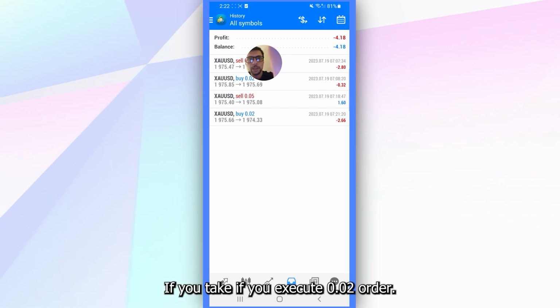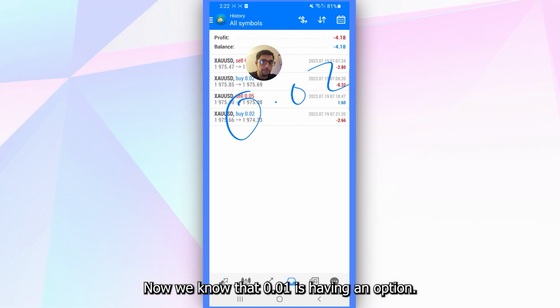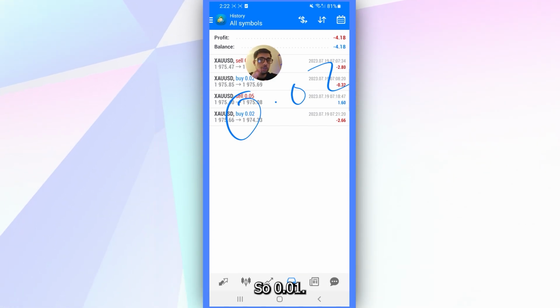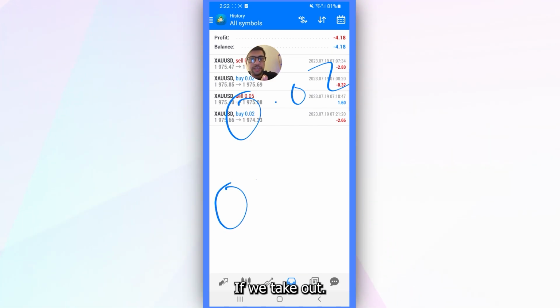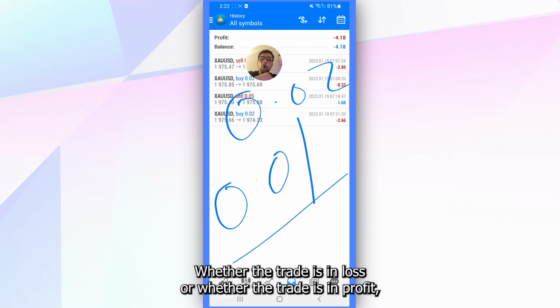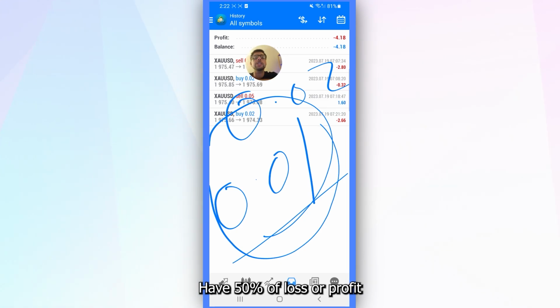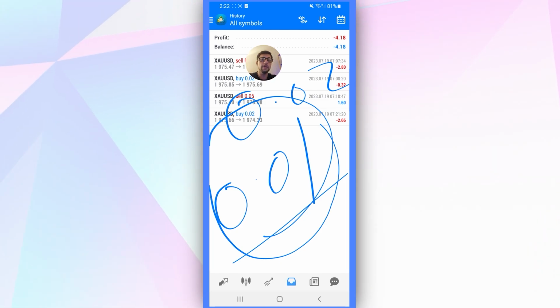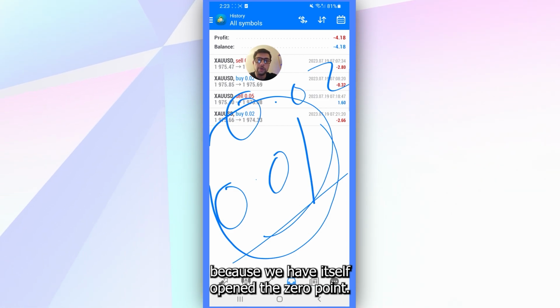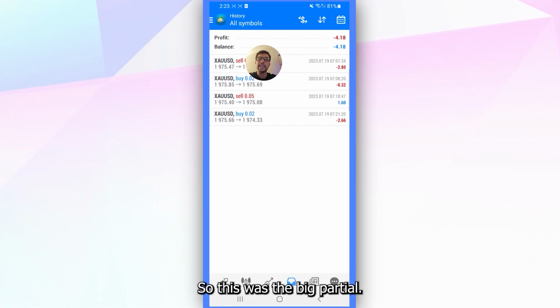If you execute a 0.02 order, now we know that 0.01 is an option, the smallest option. So if we take out 0.01 from 0.02, whether the trade is in loss or in profit, we have booked 50% of the loss or profit, because we opened the 0.02 trade. Now we can take the 50% or we can close the entire amount. So this was the take partial.